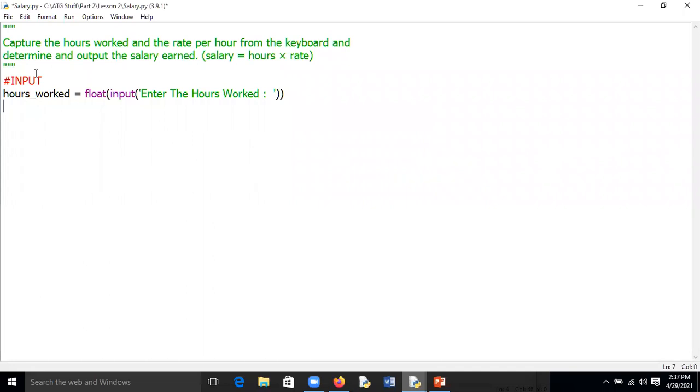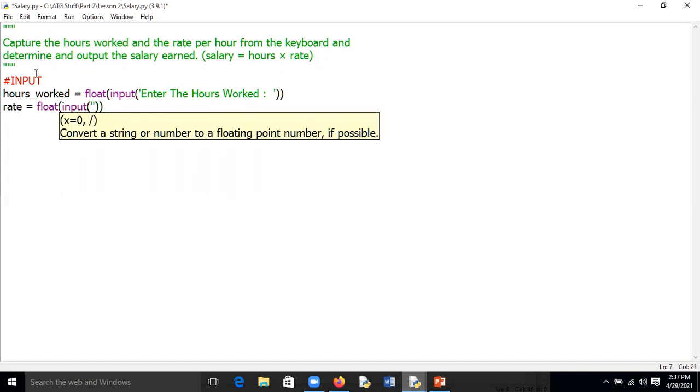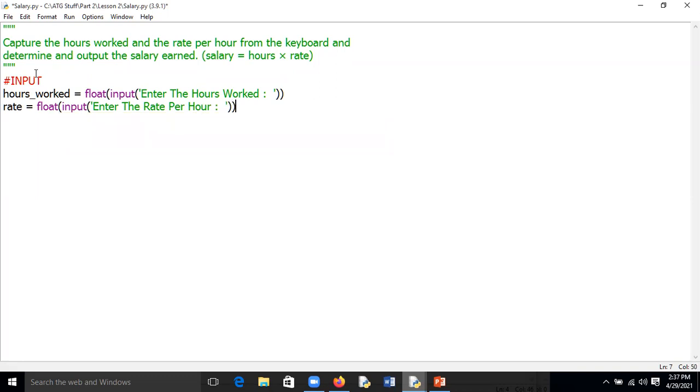Then we need rate per hour. So I'm just going to use the variable rate is assigned. Once again, rate, remember it's money, so it's going to be float. And we're going to input. All right. And we're going to ask the user, enter the rate per hour. So we've got our two values and we cast it into float. So the user is entering the hours worked and the rate.